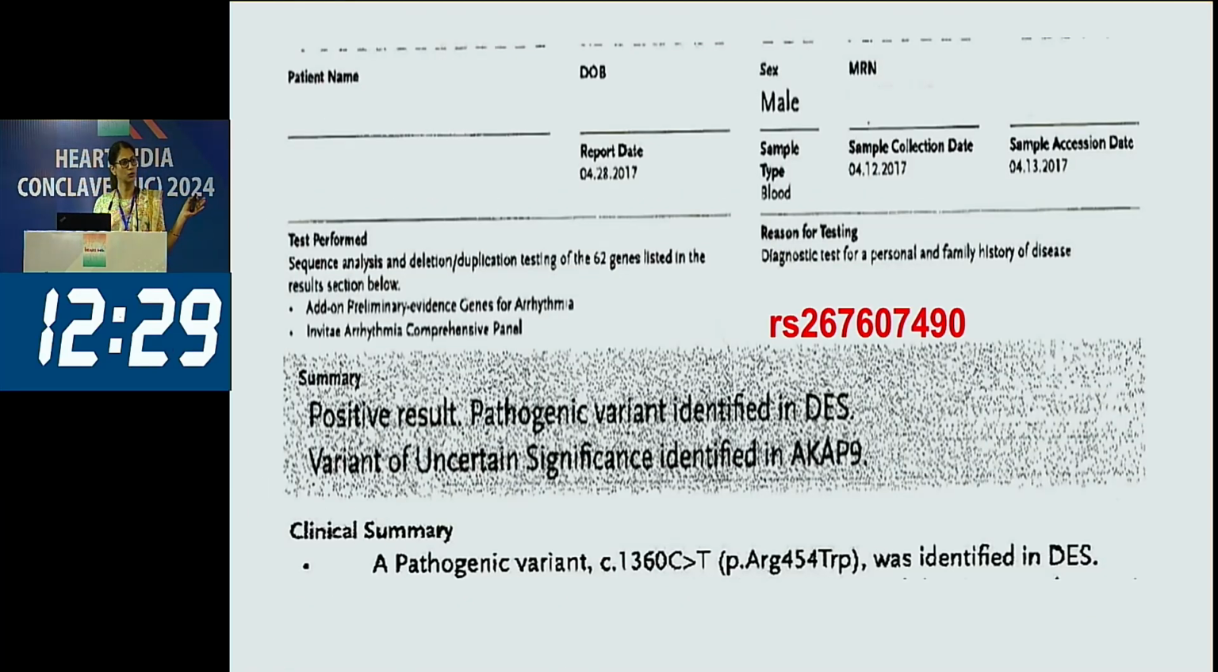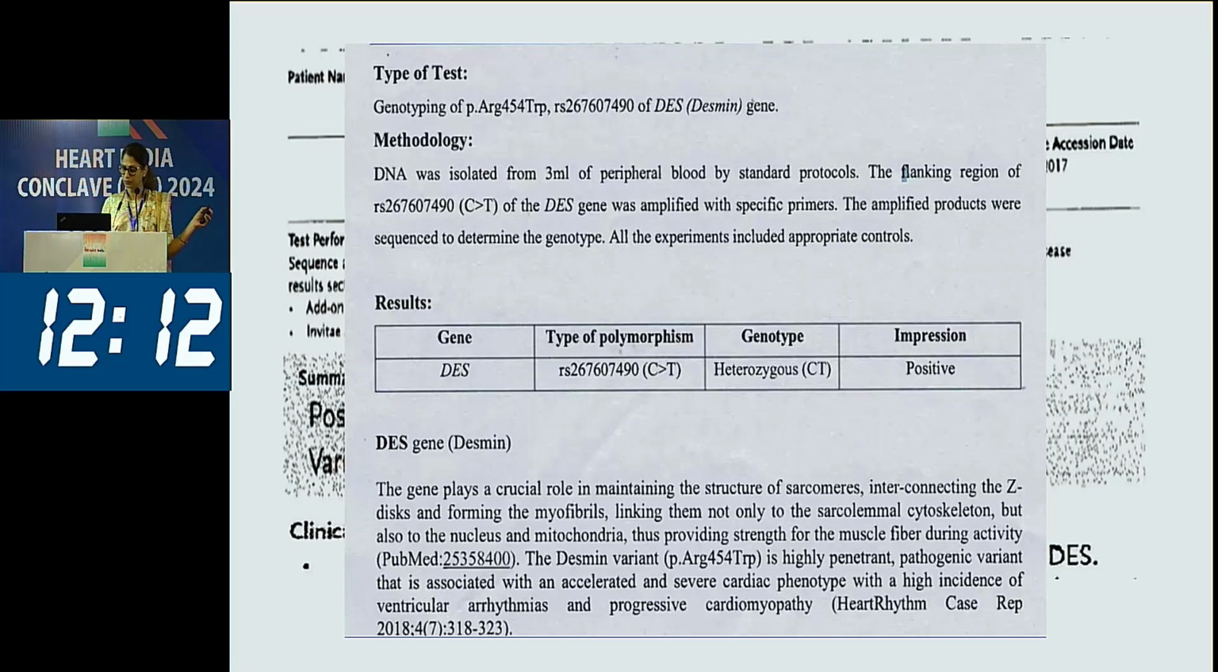And why do we want to know this? We want to know this because the brother also has VT and required an ICD. Mother had sudden cardiac death. You should evaluate her for the chances of having a VT and whether she needs an ICD or needs medications, increased antiarrhythmic drugs, at least if you are not giving a device.